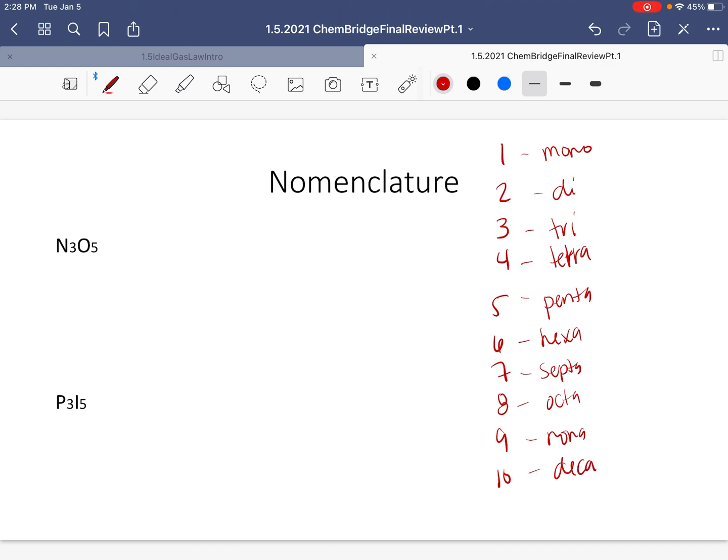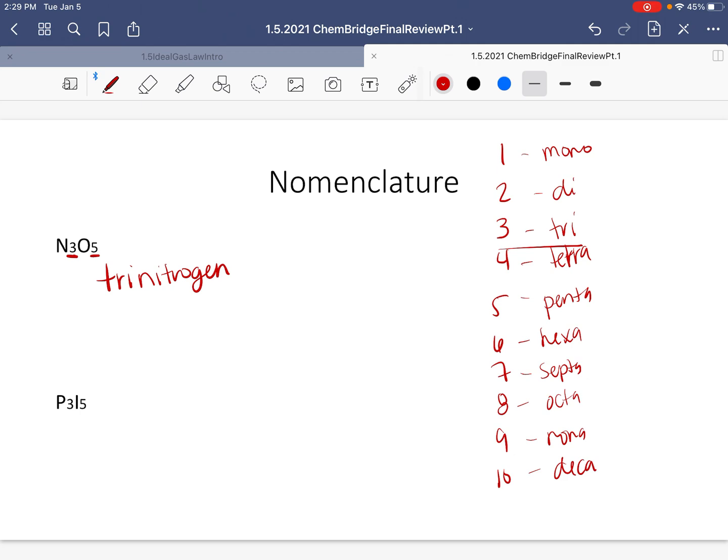These we should know. Remember, your first name stays the same. You don't change the ending. So here I have 3 nitrogen and 5 oxygen. So 3 nitrogen would mean I have tri. And the first name stays the same.